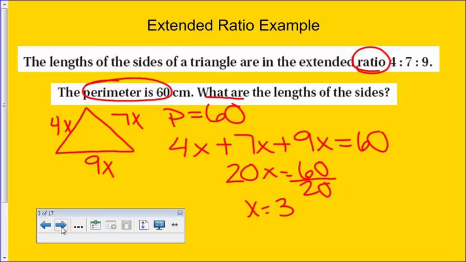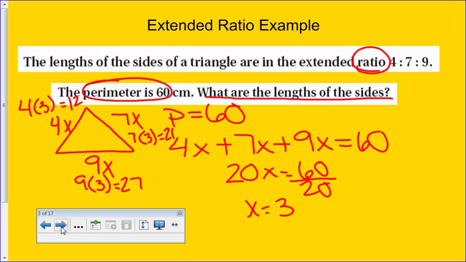The question says what are the lengths of the sides, so we're going to go ahead and plug this in. 4 times 3 gives us 12. 9 times 3 gives us 27, and 7 times 3 is 21. So you can go ahead and check and add them up because you know 12 plus 27 plus 21 should all add up to equal 60, which is the perimeter. So that's the extended ratio example.